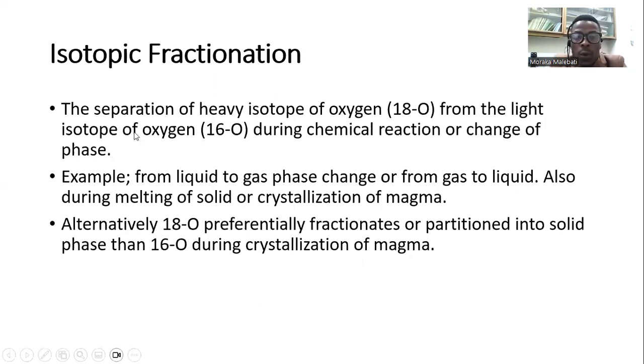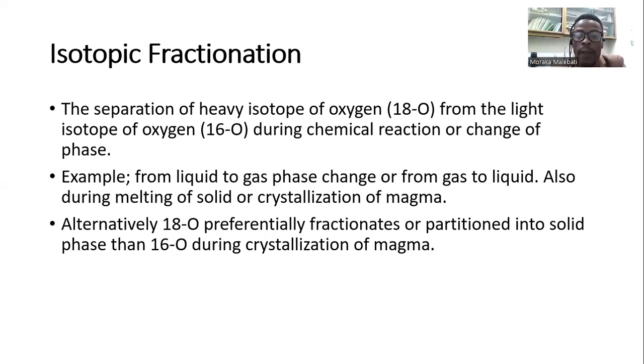So, for example, when we compare especially during evaporation and of course condensation, the oxygen isotopes: oxygen 18 is a heavy isotope, and oxygen 16 is the lighter one. So it means during evaporation, oxygen 16 will be the one entering the gas phase, and oxygen 18 will be enriched in the remaining state.